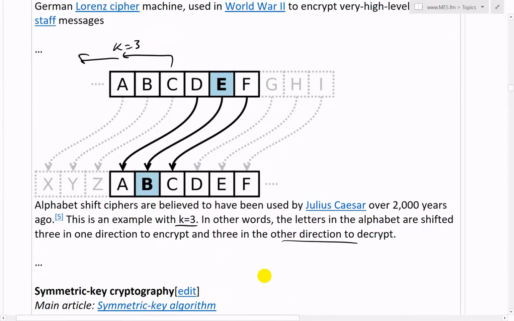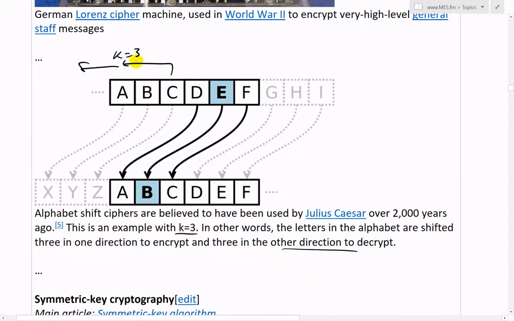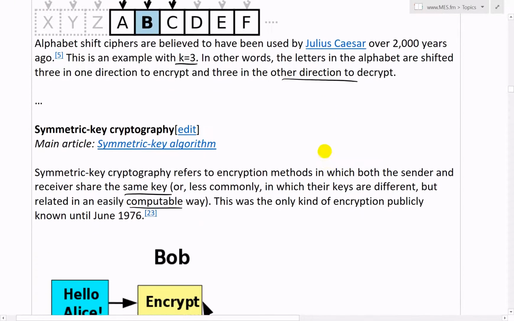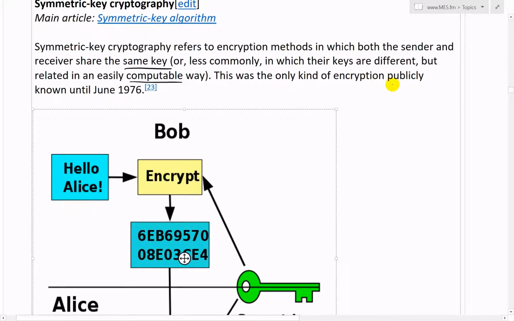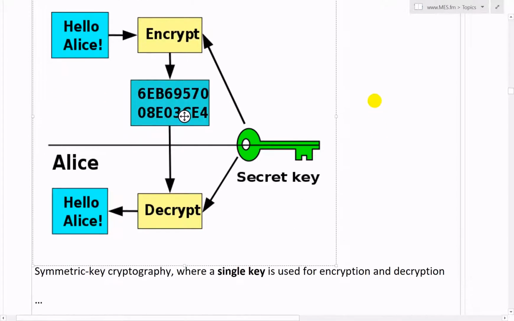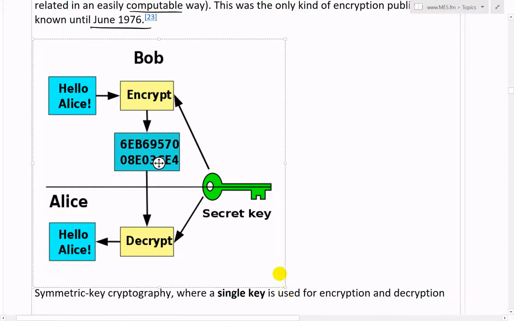For example, this one can be considered technically symmetric key cryptography, because to decrypt this, you both need to know the password, which is just 3. Just shift it over there. So I believe that would still fall in line with symmetric key cryptography. This was the only kind of encryption publicly known until June 1976, and publicly for sure, I believe they've had this kind of tech much earlier.